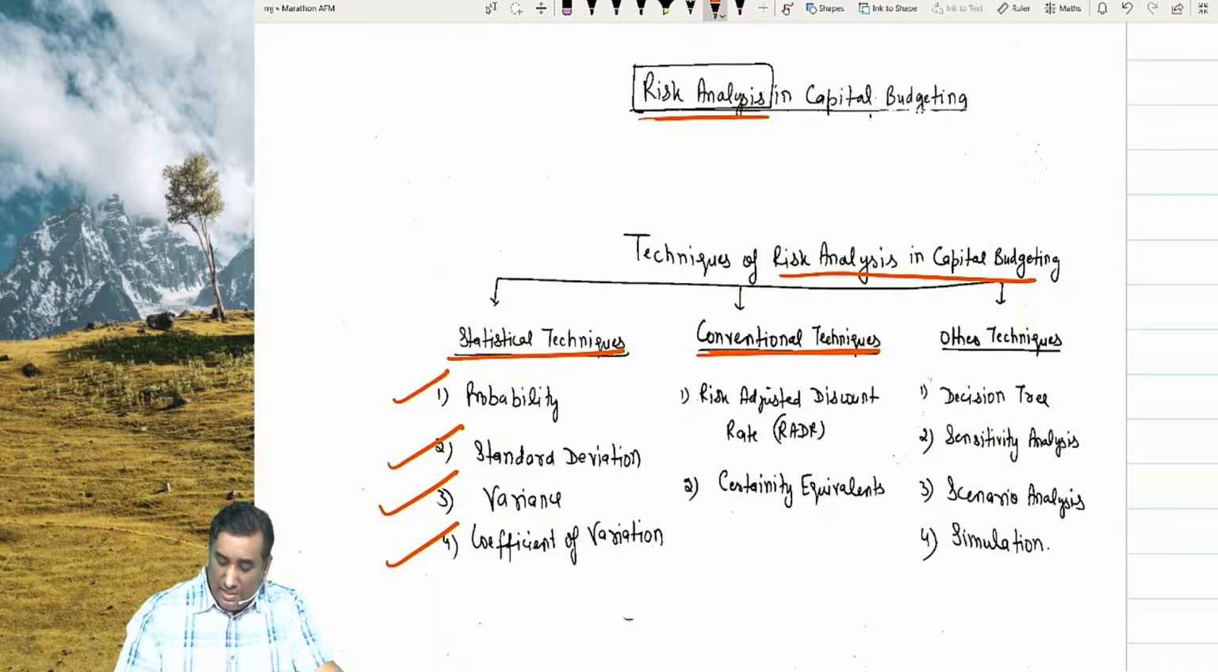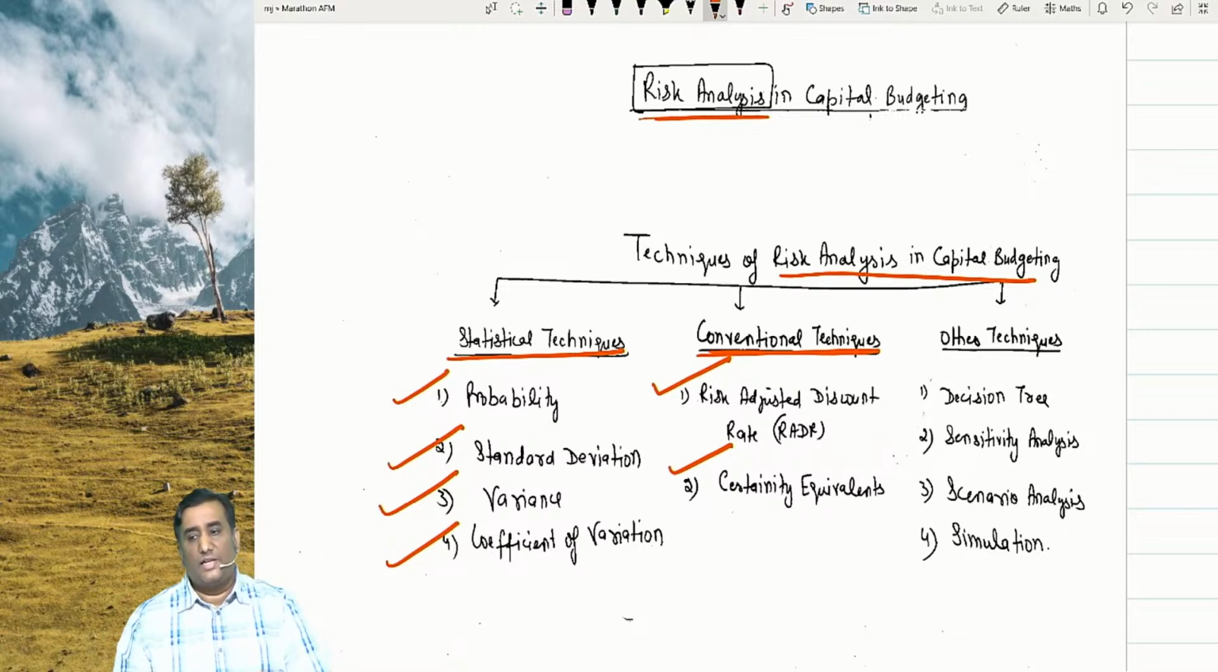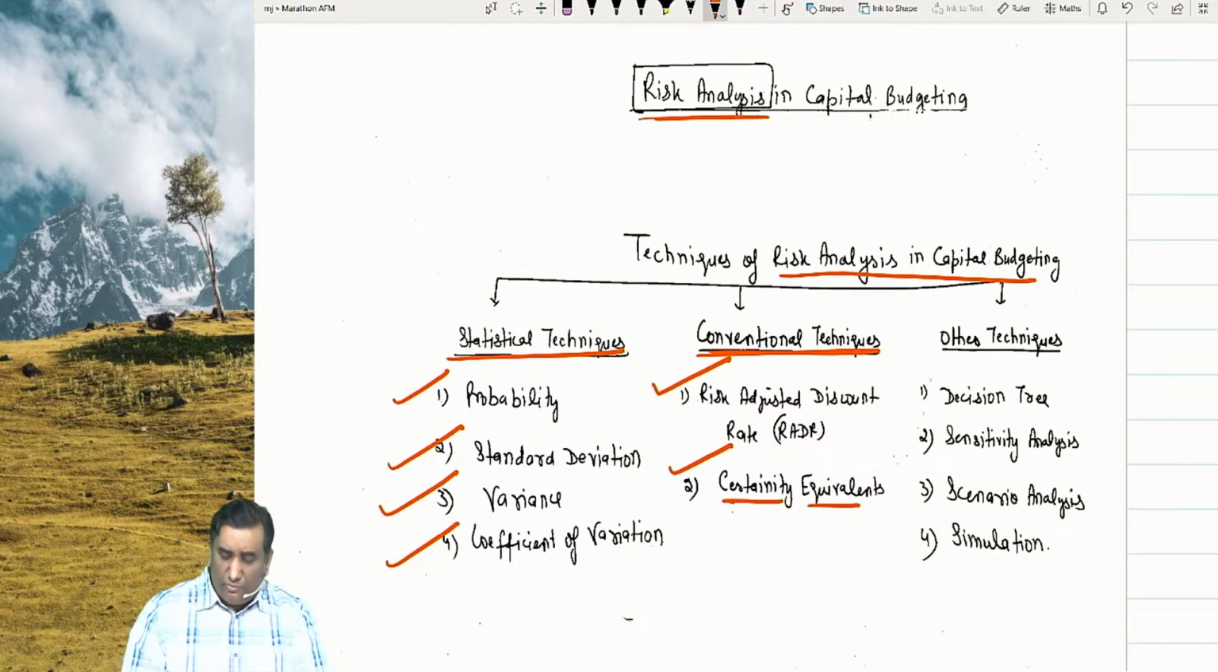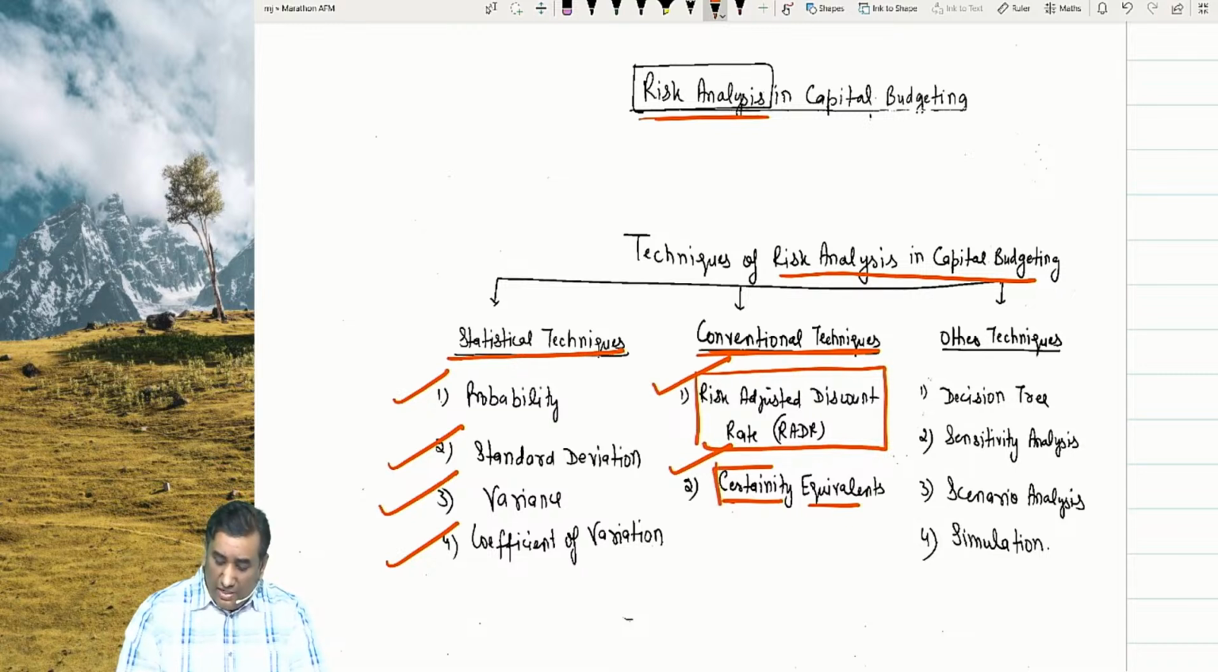Now we are talking about conventional techniques. There are two: risk adjusted discount rate and certainty equivalent. When we say risk adjusted discount rate, it means cash flows have a risk, so the discount rate should be a risky discount rate. The certainty equivalent approach means removing the risk from the cash flows. If you remove the risk, the cash flows are risk free, so use a risk free discount rate. Risky rate, risky cash flows. Risk free rate, risk free cash flows. This is how the techniques would be used.